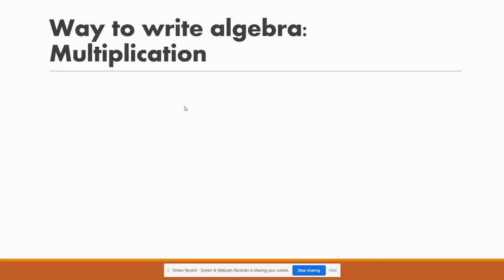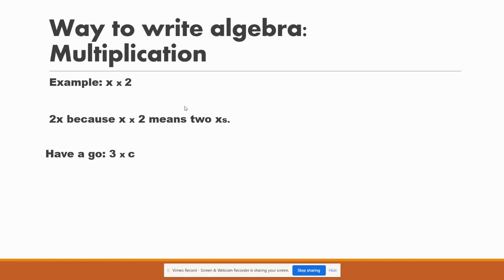Now we're going to go to multiplication. x times 2. Now, the answer to this is not x times 2, like the addition and subtraction one. It is 2x, because x times 2 means 2 x's. So, how about you have a go? This one's flipped around a little bit. That one was x times 2, and this is 3 times c. Have a go. The answer to this is 3c, because 3 times c means 3 c's.